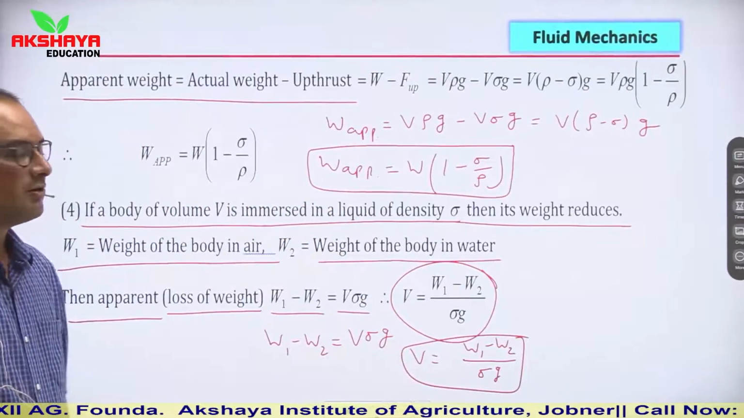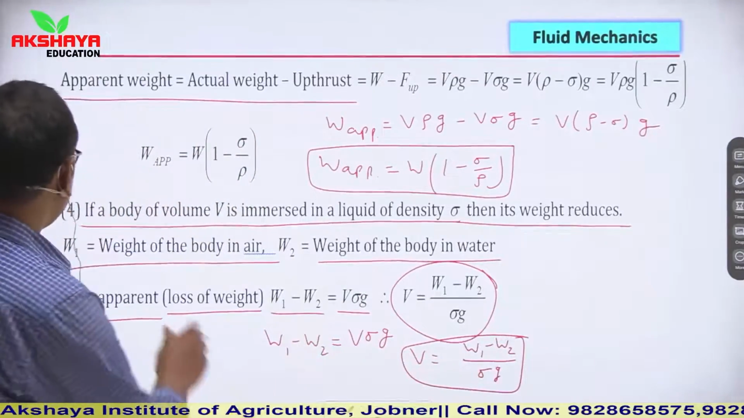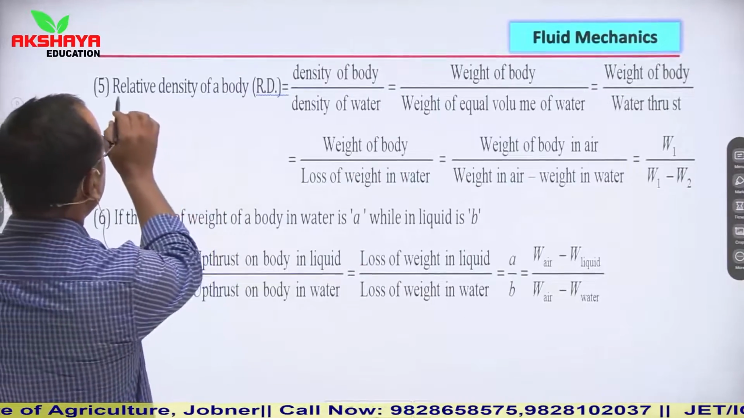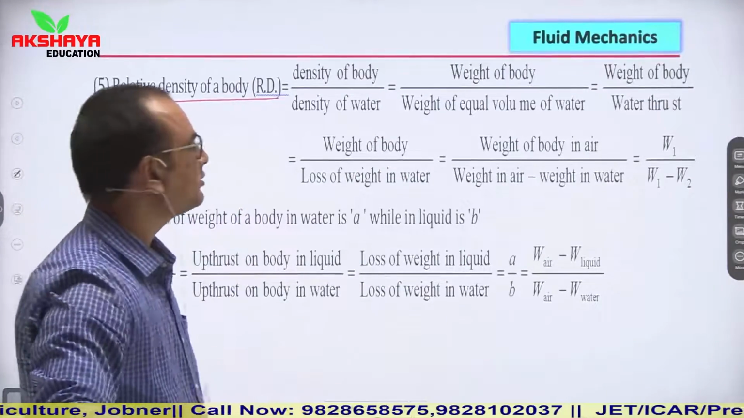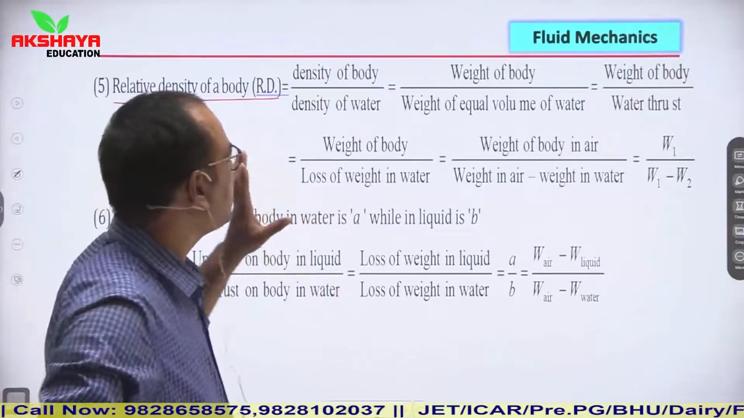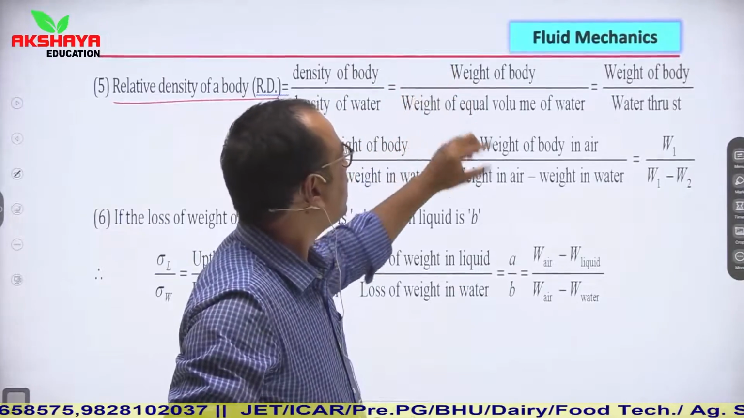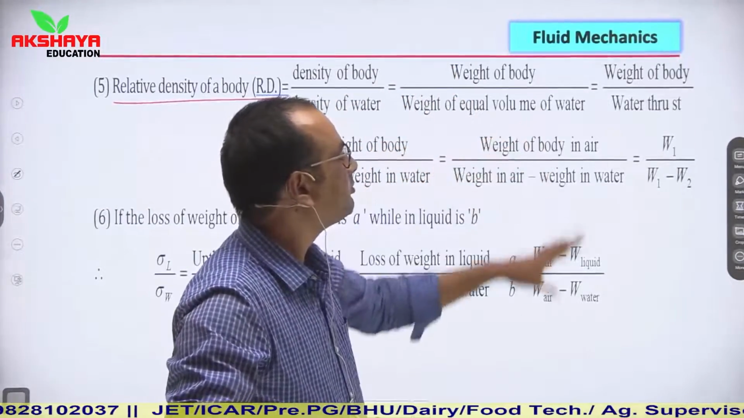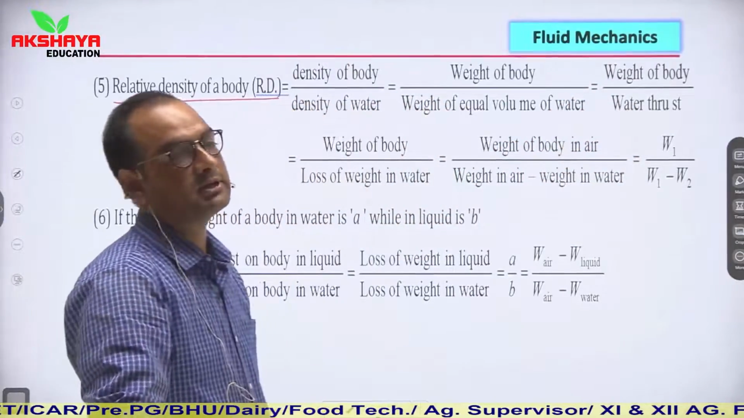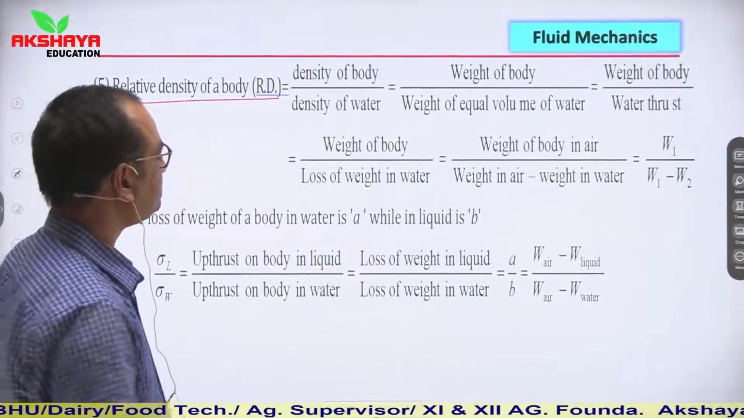So this is the case when we are given weight in different media. Then relative density. So relative density of a body, we have seen it earlier also: the density of the body with respect to the density of water at 4 degrees Celsius. Or you can say in terms of weight, the weight of the body with respect to the weight of an equal volume of water. Or you can say the weight of the body with respect to the water upthrust.